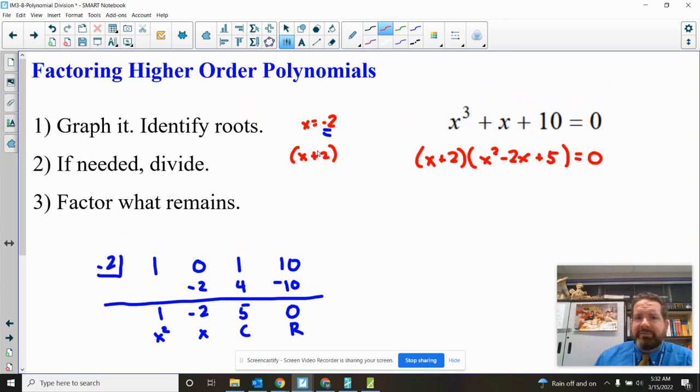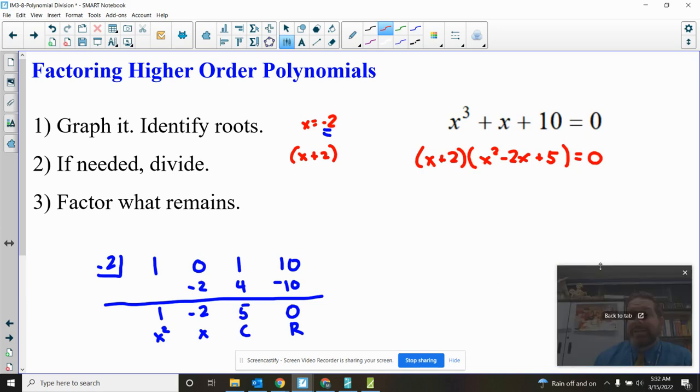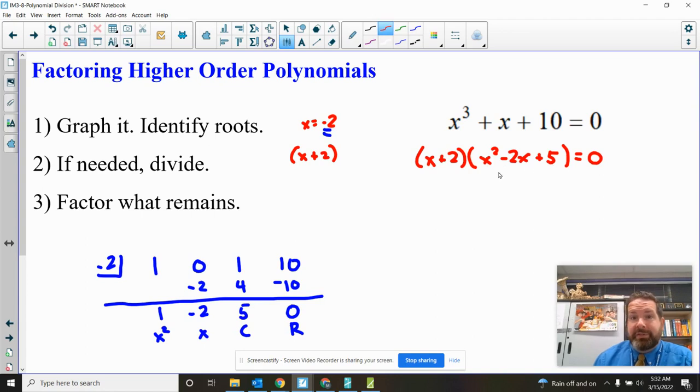So we graphed to identify a root. If needed, divide. We did need to divide, so there it is. Factor what remains if you can. Now notice we didn't have any other x-intercepts. That means there were no more real roots. That's because this does not factor into real numbers.